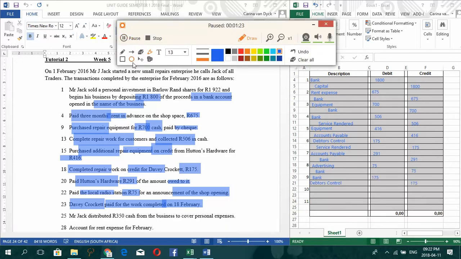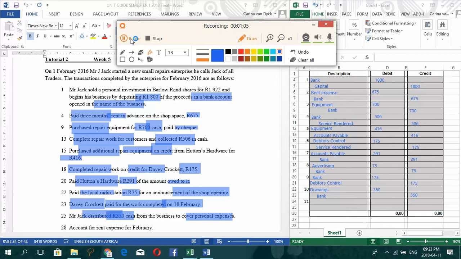The second last transaction says Mr. Jack distributed 350 Rand cash from the business to cover his personal expenses. Bank is going to be credited and then drawings is going to be debited with the amount of 350 Rand.